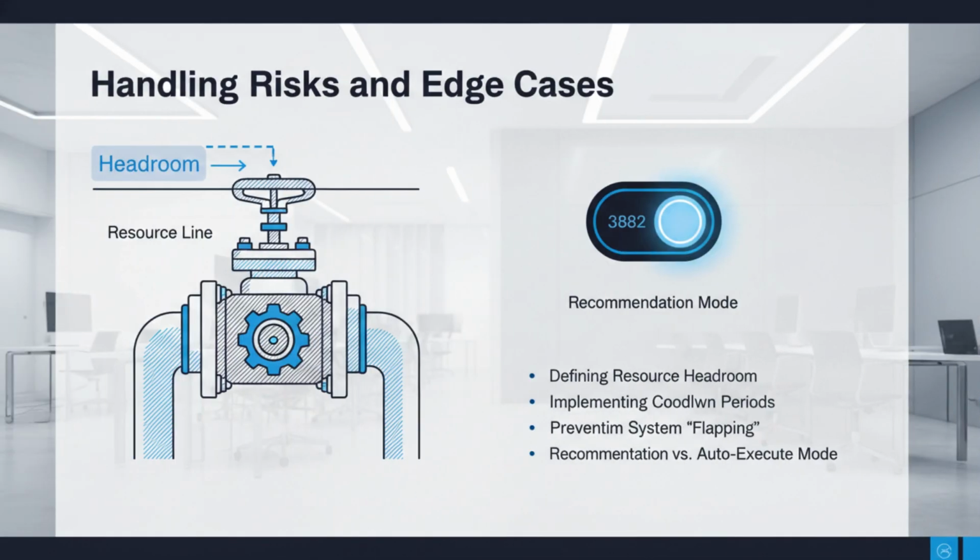Automation isn't without risks. What happens if there's a sudden traffic spike and your nodes are too small? To mitigate this, we implement headroom. This is a buffer of unallocated resources that can handle immediate bursts while the automation scales up. We also use cooldown periods to prevent flapping, where a system rapidly switches between sizes, causing instability. For remote entrepreneurs, the key is to be conservative initially. Set your automation to recommendation mode first. Review the suggestions for a week, and once you trust the data, flip the switch to auto-execute.